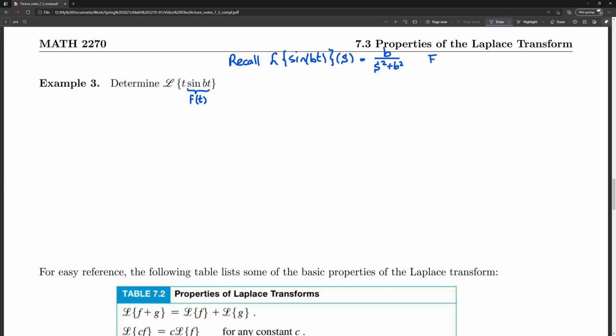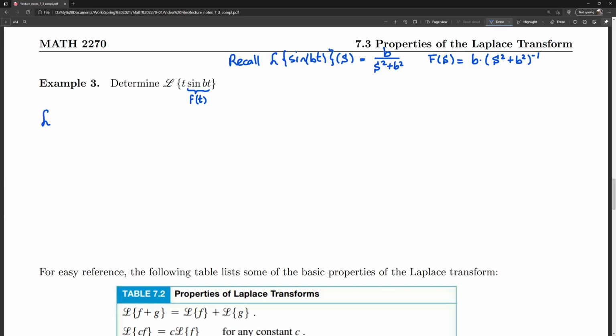In other words, if we call that f of t, we can write that F of s, the Laplace transform of sine of bt, is equal to b times s squared plus b squared to the power negative 1. So I'm writing this fraction as a multiplication because I want to take the derivative next and I don't want to use the quotient rule. So I'm going to write this division as a product.